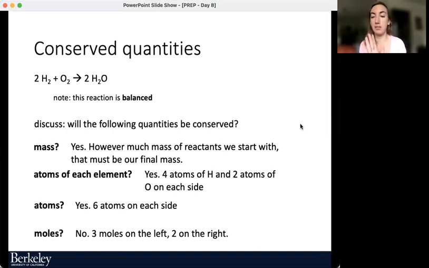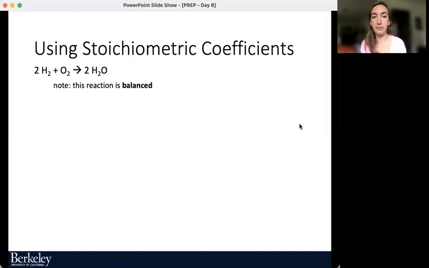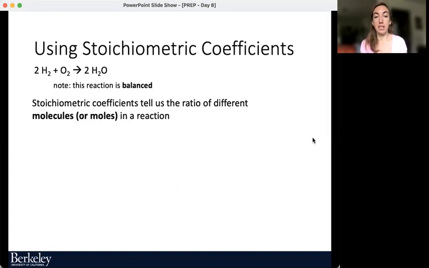We're going to spend the rest of the day using that. So this is how we're going to use it. Again, sorry, I know I'm a broken record: this reaction is balanced. I cannot do anything using stoichiometric coefficients until I have checked that my reaction is balanced. Stoichiometric coefficients tell us the ratio of different molecules, or moles of those molecules, in a reaction.